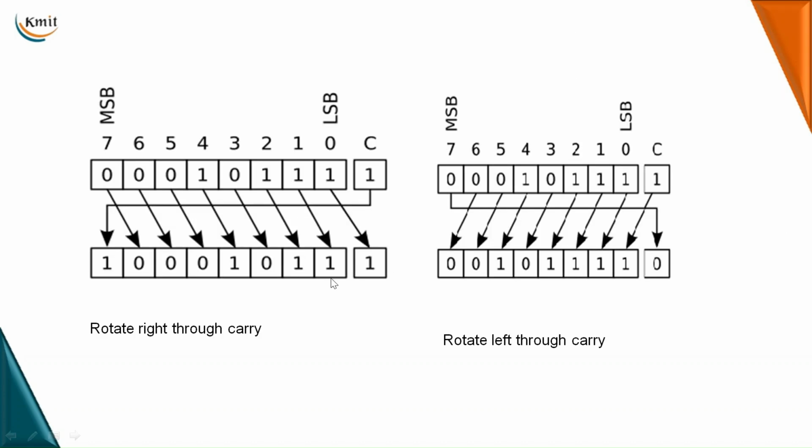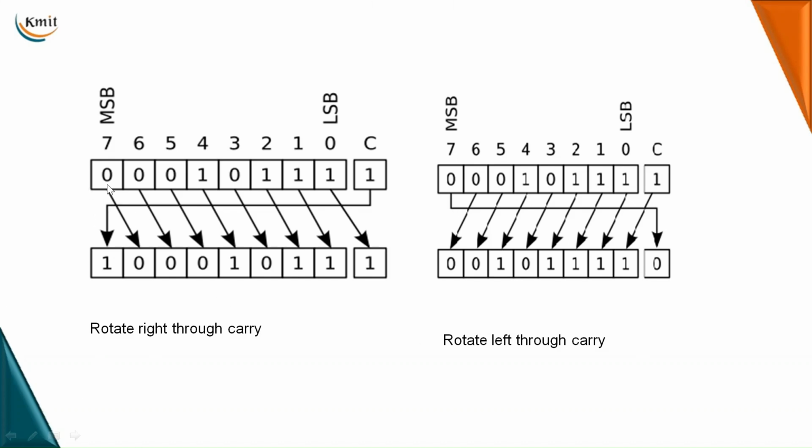If you look at an example for this, this is the contents of my register and this is the carry bit. So along with the carry bit, you are going to perform a rotate operation. That is called a rotate right through carry. No, sorry, right rotate. In case of a rotate left through carry, along with the carry bit, you are going to perform a left rotate operation. So we call it a rotate left through carry.